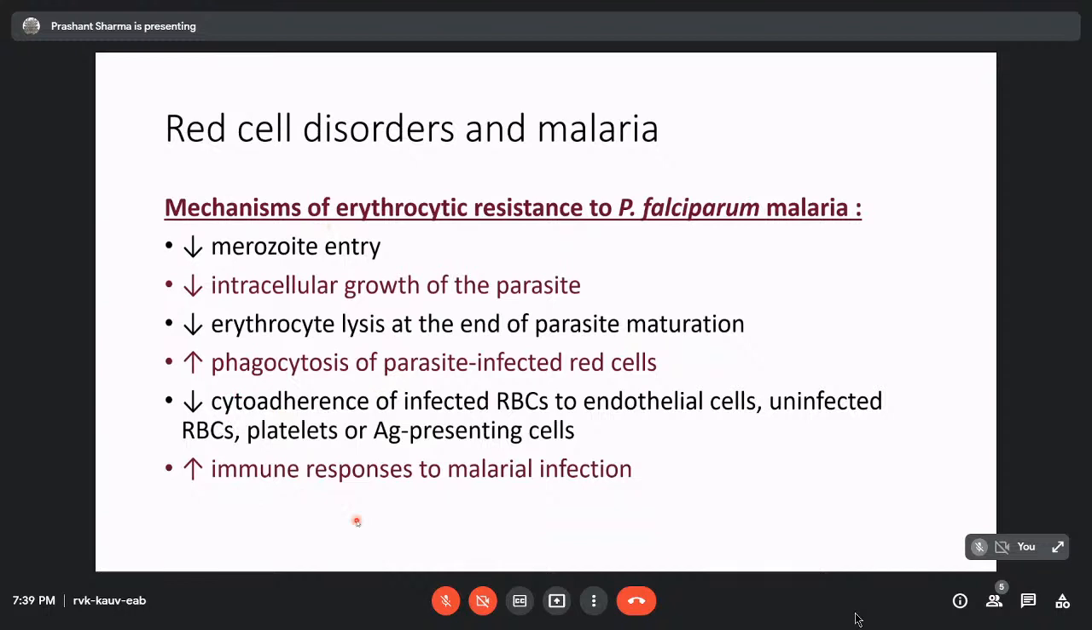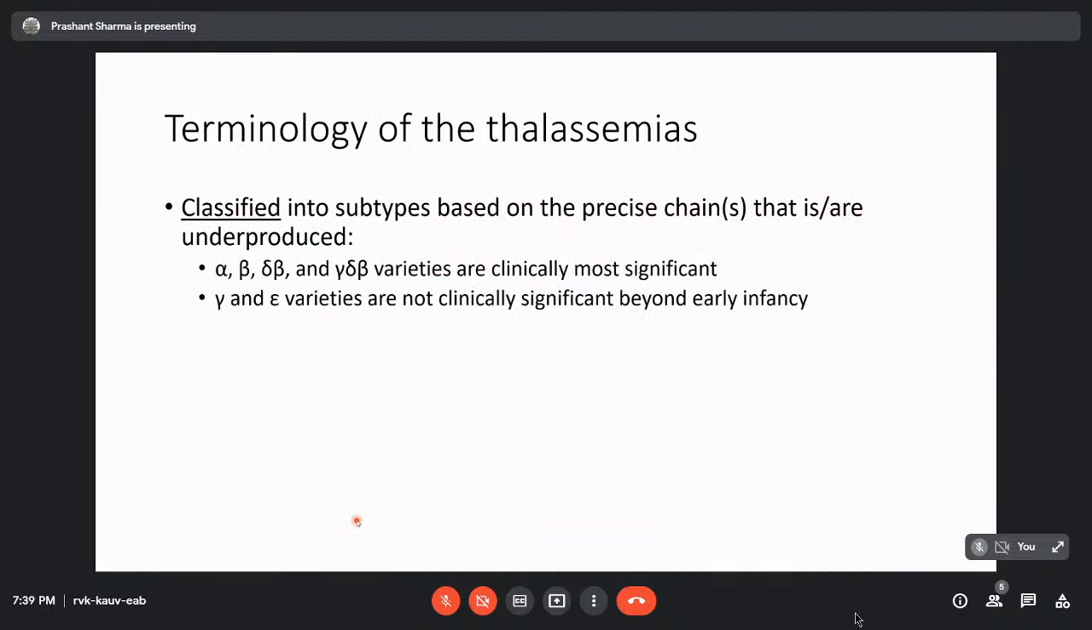But coming back to the thalassemias proper, before we study a disease, we need to classify it. We can classify thalassemias into subtypes based on the precise chain that is underproduced. So alpha thalassemia, beta thalassemia, delta beta thalassemia, and gamma delta beta thalassemias are the most clinically significant ones in this group. Their frequencies, of course, are different. On the other hand, gamma and epsilon varieties, which are also non-alpha chains, are not clinically significant beyond early infancy, simply because by that time they should have been replaced by beta chains. So if somebody has an inherited underproduction of the gamma chain, they are going to be anemic as neonates, but they will slowly get better.